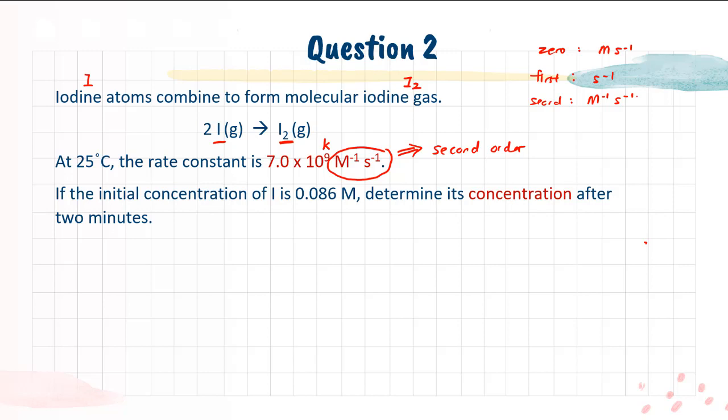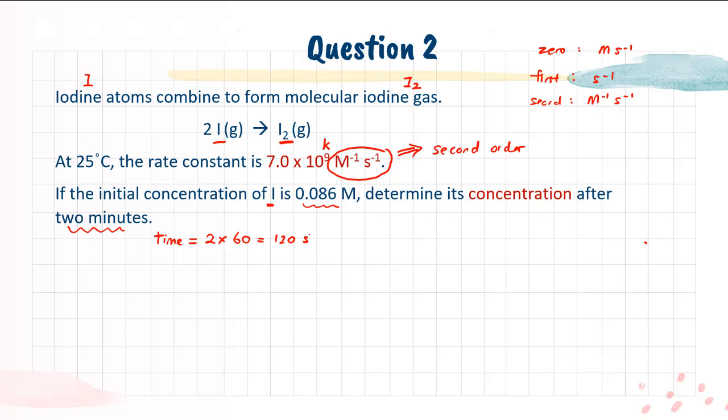Given here is the initial concentration of I, which is 0.086 molar. Determine the concentration after 2 minutes. Be very careful of the unit, since your rate constant is given per second, which means the time will be in seconds. So we need to convert these 2 minutes into seconds: time equals 2 times 60 seconds, which equals 120 seconds. Make sure that your unit is the same, so convert into seconds.